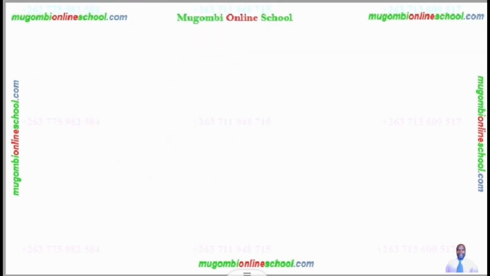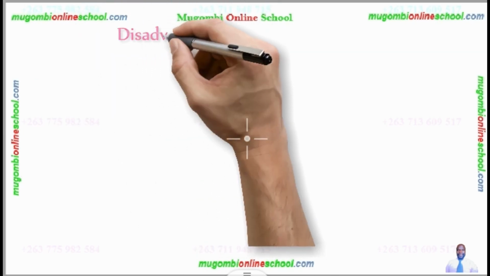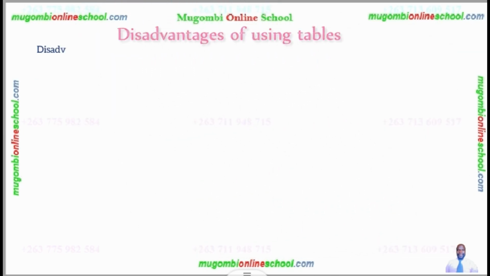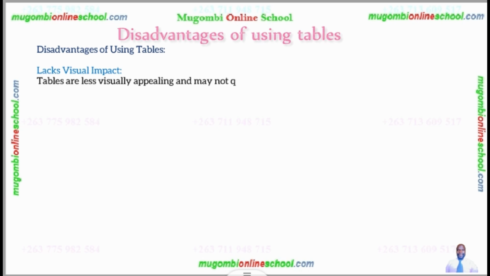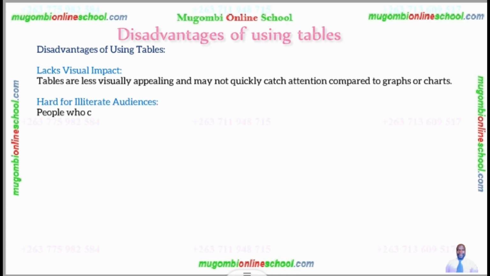That is the advantages of using tables. Now let us move on to the disadvantages of using tables. Disadvantages. Number 1, tables lack visual impact, which means tables are less visually appealing and may not quickly catch attention compared to graphs or charts. Disadvantage number 2, hard for illiterate audience, which means people who cannot read numbers or text may struggle to interpret the table.